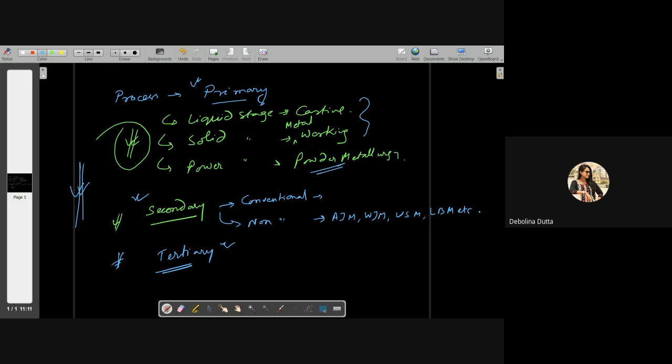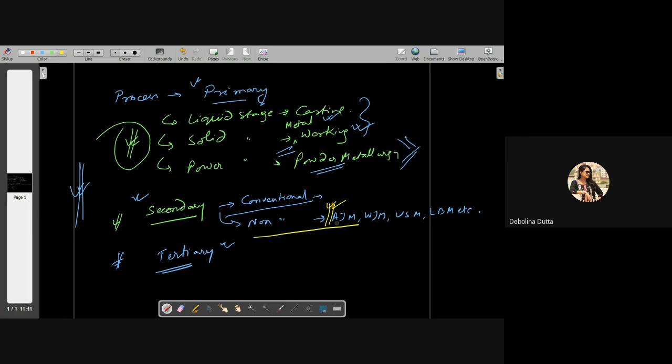Powder metallurgy is not in our syllabus, it has been totally dropped. We have talked about casting, we talked about the metal working process, we discussed the conventional machining process. Now it's time to know about the non-conventional machining process. Why do we have to go for the non-conventional machining process? What are the non-conventional machining processes available? For what kind of material? What are the good points, what are the bad points? These things we need to know.